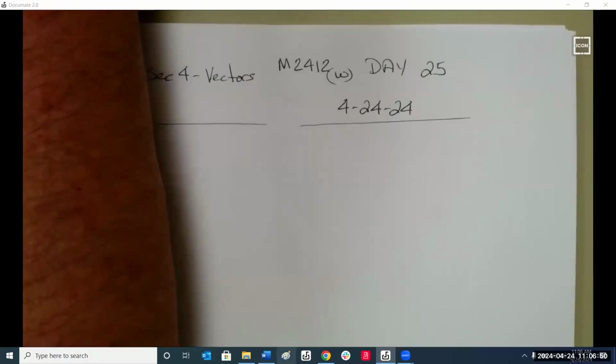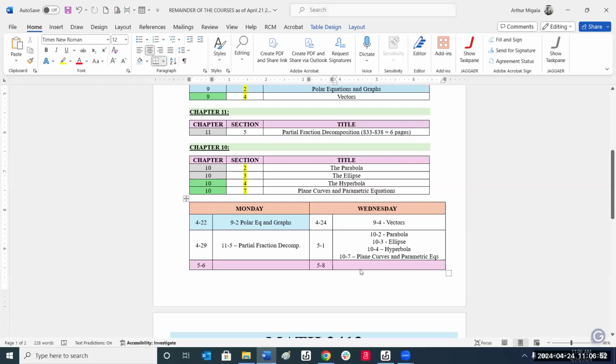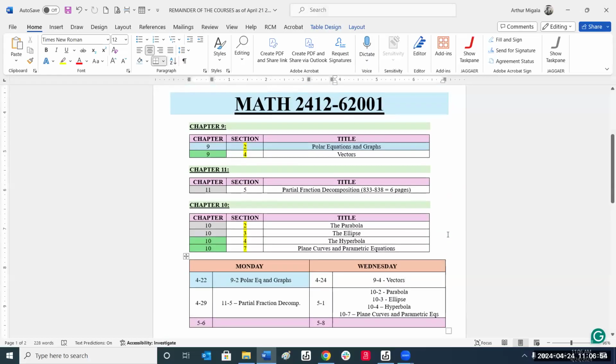Okay, guys, I'm looking at our schedule here, what we have left to do. I'm thinking about finishing chapter 9 today, and then doing chapter 11.5, the partial fractions, and then removing chapter 10. I'll still lecture on it next week, but not make you graded for it, because I'm going to fly through it real quick next week.